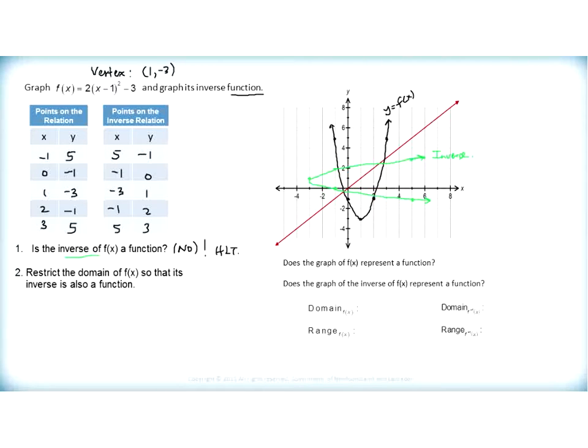Is the inverse a function? The answer, of course, as we've already said, is no. We knew that by the horizontal line test, but now we know it by the vertical line test, because the vertical line test tells me if something is a function. It's clearly not a function, because I can draw a vertical line that will pass through the graph in more than one place. So no, it's not a function. Does the graph represent a function? The original graph does represent a function, yes. Does the inverse represent a function? We've already said the answer to that is no.